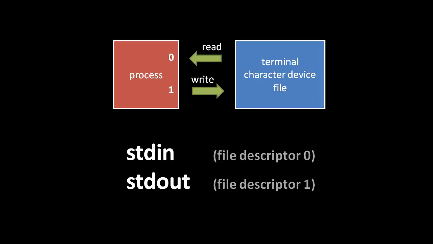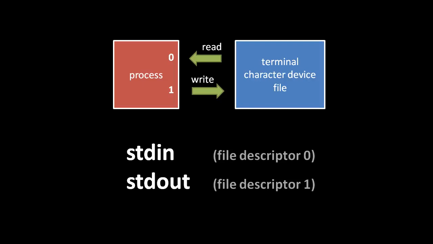In Unix, we have this convention whereby processes, when they are started, expect to inherit from their parent two open file descriptors, 0 and 1. File descriptor 0 we call standard in, abbreviated as stdin, and file descriptor 1 we call standard out, abbreviated as stdout. In the usual case, processes expect standard in to be a file descriptor open for reading a terminal character device file, and standard out is expected to be open for writing that same terminal character device file.